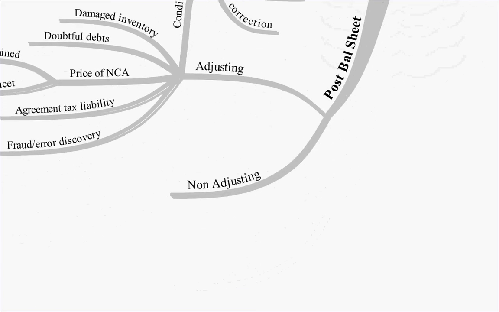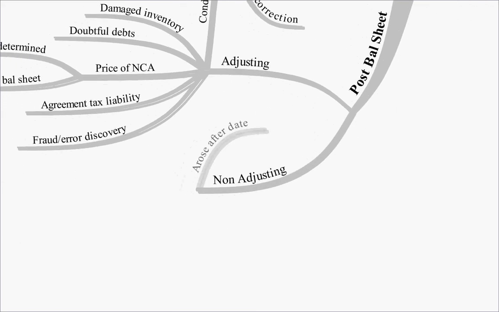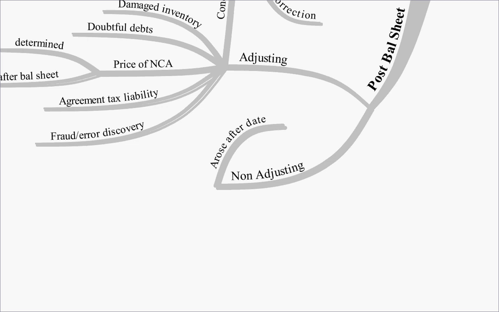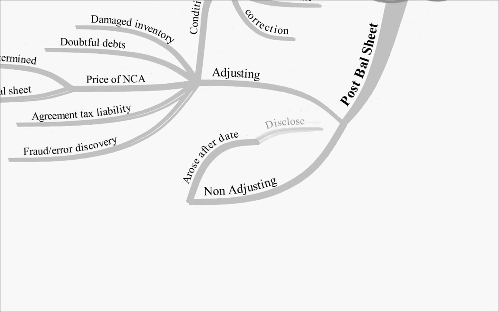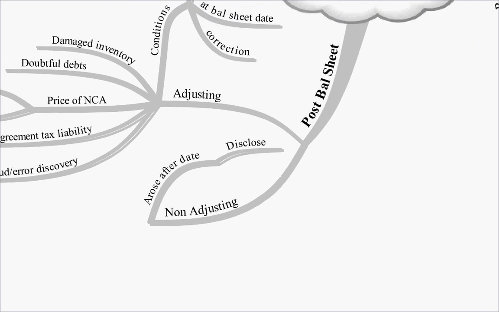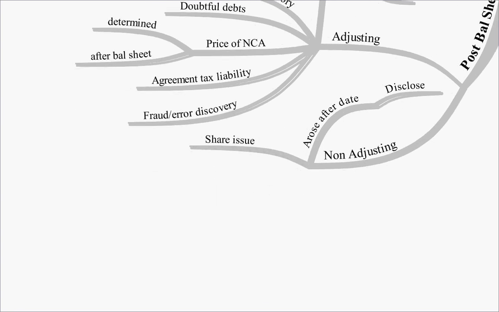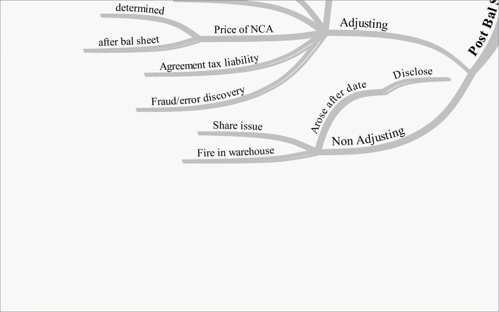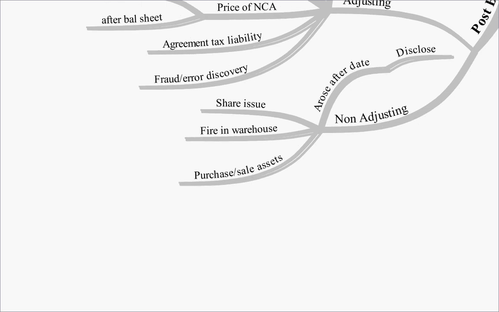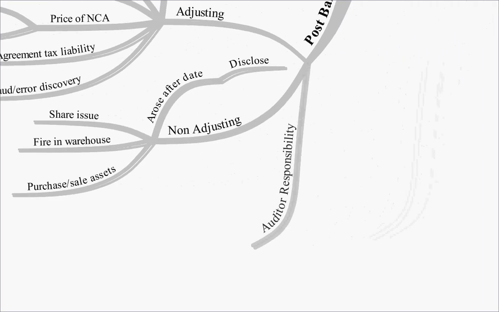That's as opposed to a non-adjusting event. A non-adjusting event is an event that arose after the balance sheet date. It's still material, but it arose after the balance sheet date, and in that case we need to disclose that event. Such things as a share issue, fire in a warehouse which damages stock, purchase or the sale of significant assets.